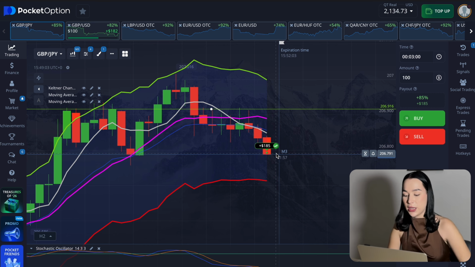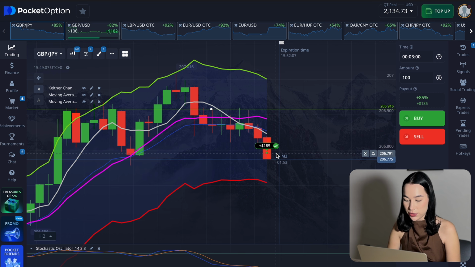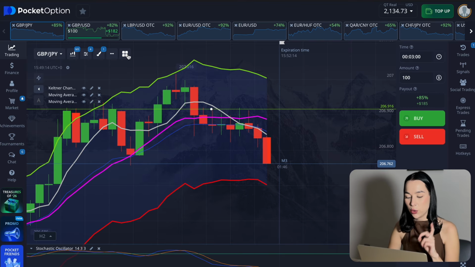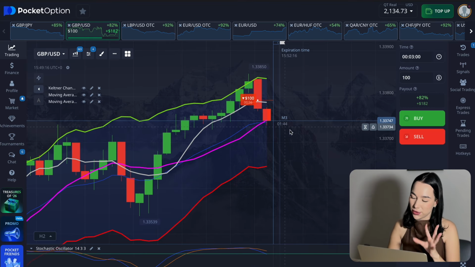Okay, great. So here it's still moving in the downward direction. Actually, I would open even one more trade here, even though we're pretty close already to the lower line of the Keltner channel. So it's 50-50.